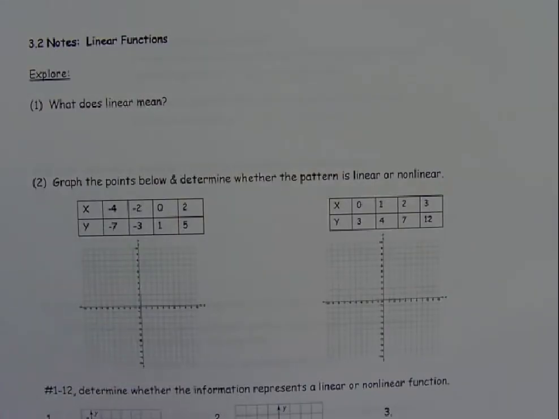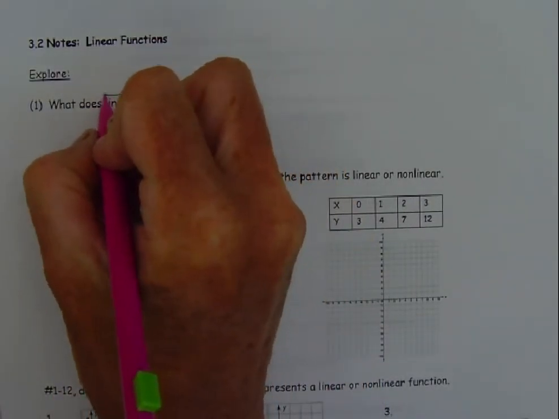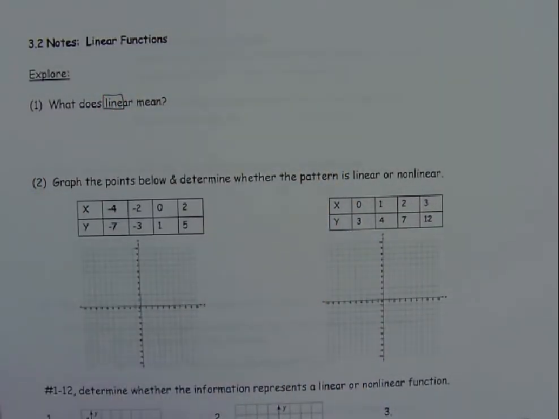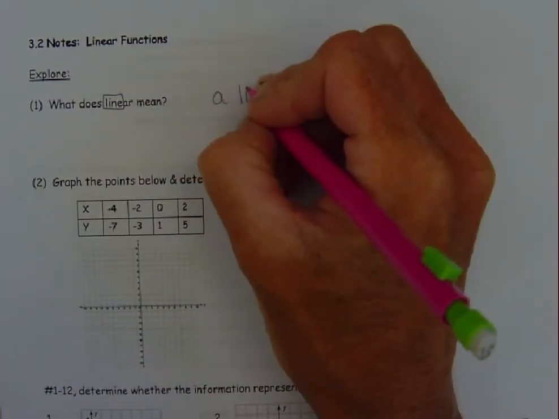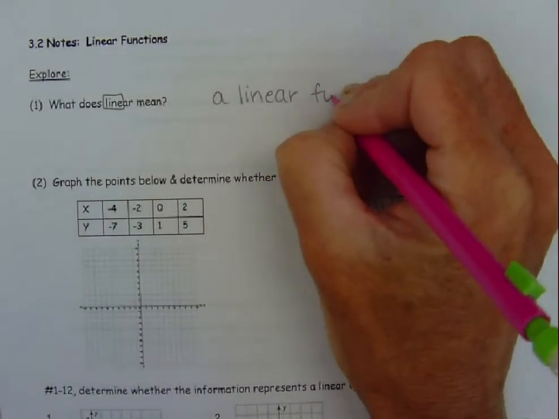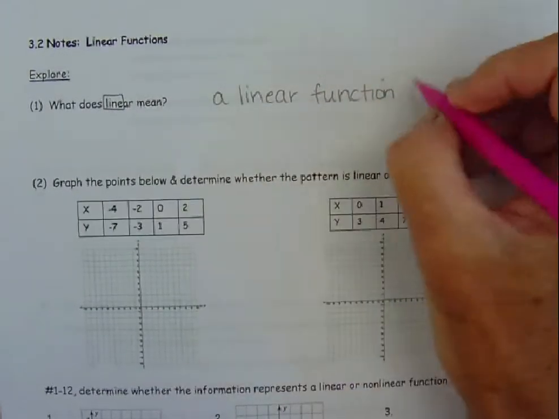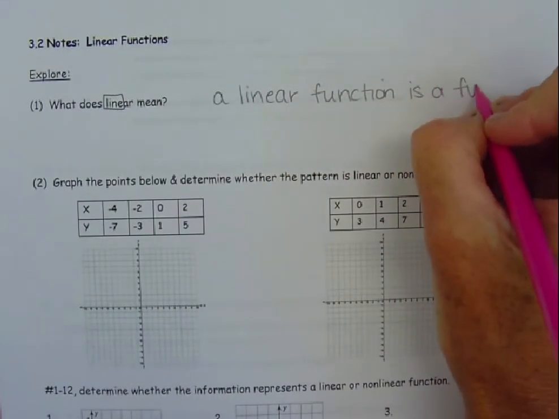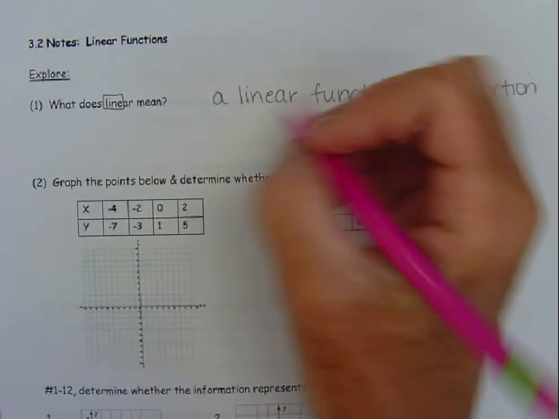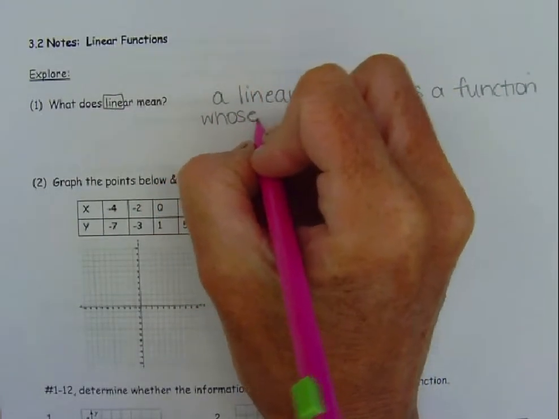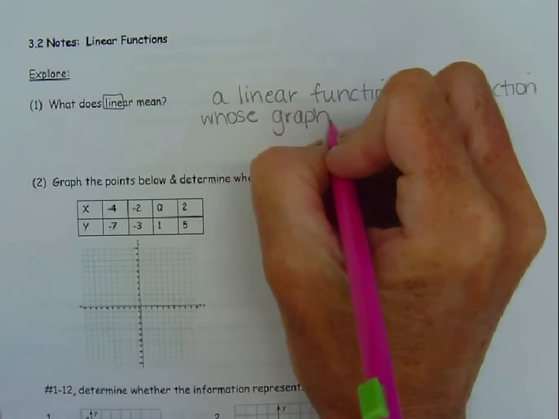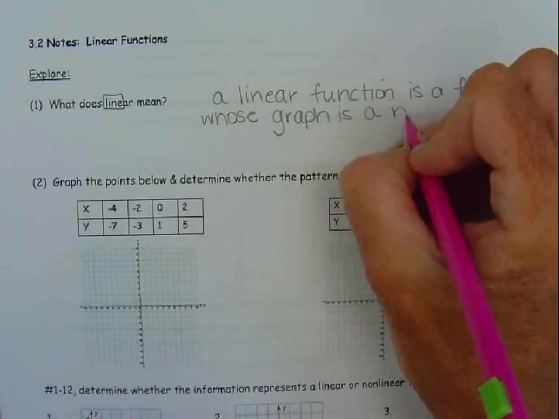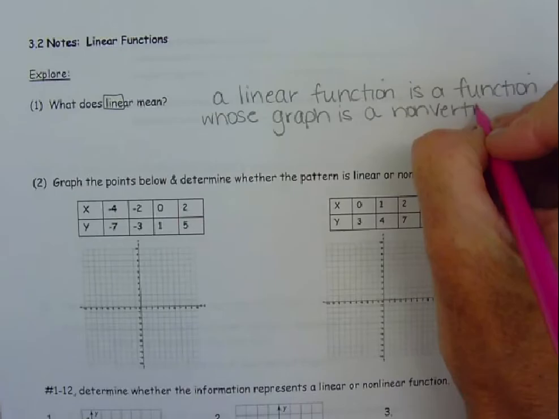We're going to talk about linear functions. In terms of something being linear, if you notice in that word linear, you see that word line, but more goes with it other than just the word line. So, a linear function is a function whose graph is a non-vertical line.